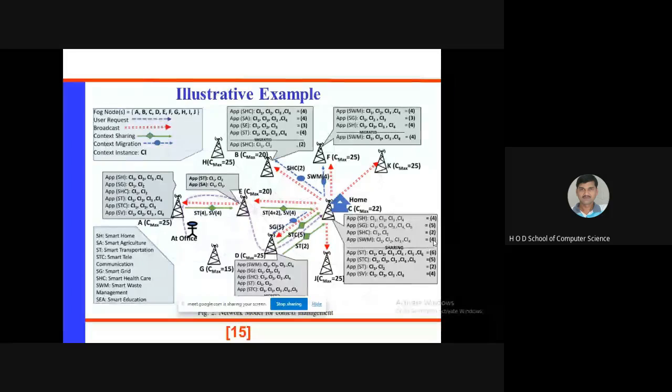So it will migrate instances like this: SWM, smart waste management, 4 context instances are there, so it will migrate to F. Similarly, SHC has 2, which will migrate to this one. Then SG smart grid has 5, which migrate to D. So it will migrate the existing context instances to other fog nodes so that it can create space for the incoming context instances. Once it migrates, free space is created for the incoming context instances, and it will store all the incoming context instances.